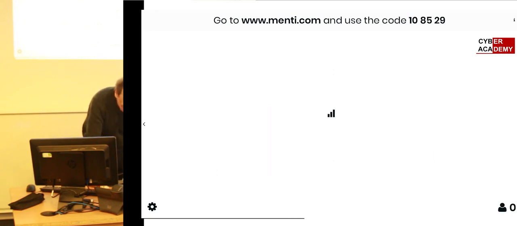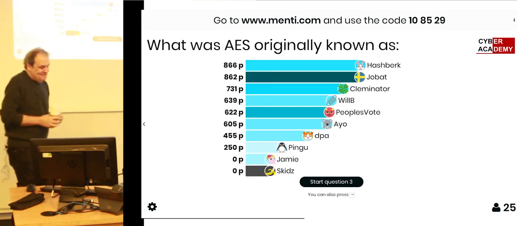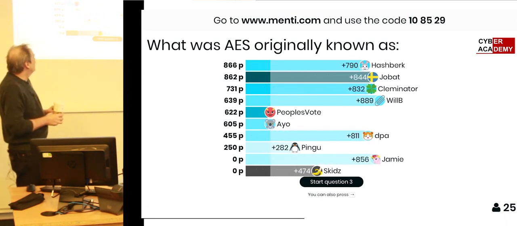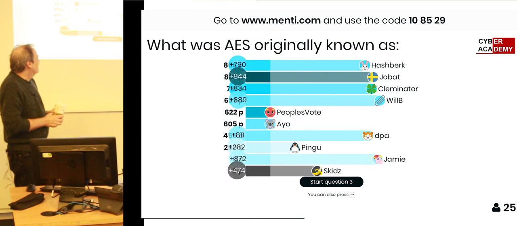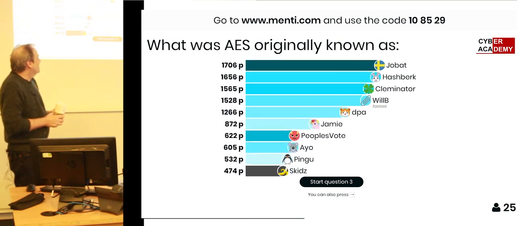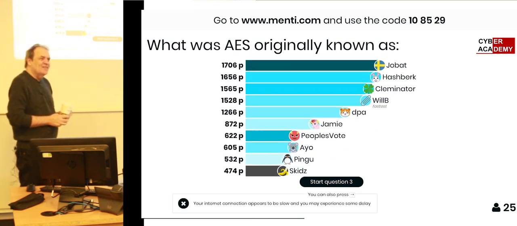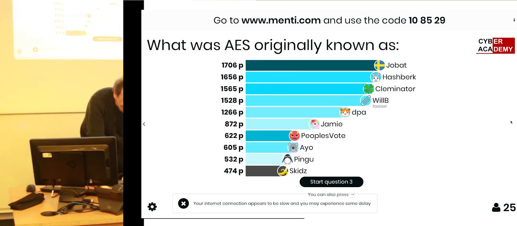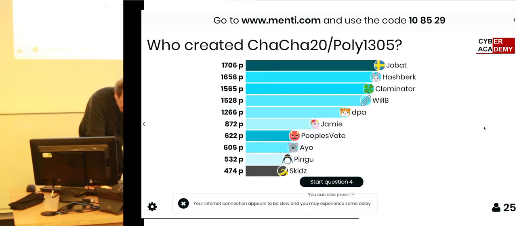So let's see who was listening. And this time it's Will B doing well in there. That's Jabot again. Jabot won last week, was it? Heshberg, Clementator, and it's good.